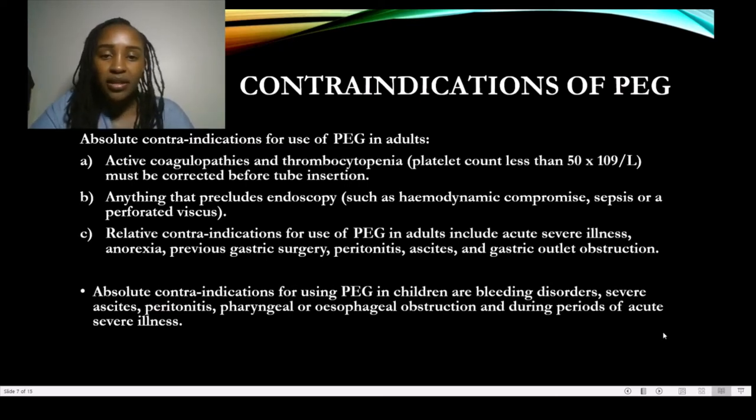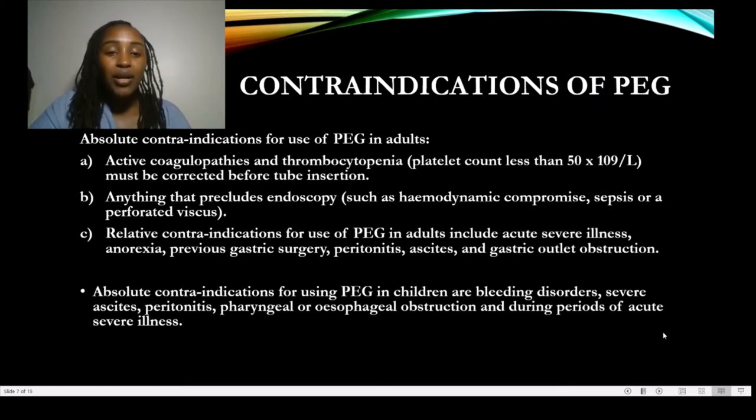Then anything that precludes endoscopy, such as hemodynamic compromise, sepsis, or a perforated viscus, will go without saying that we do not need to put in a PEG tube because you would only get more complications. Then we have relative contraindications for use of PEG in adults, which include acute severe illness, anorexia, previous gastric surgery, peritonitis, ascites, and gastric outlet obstruction.